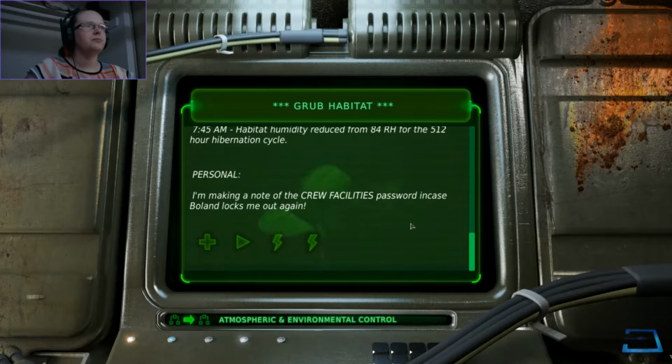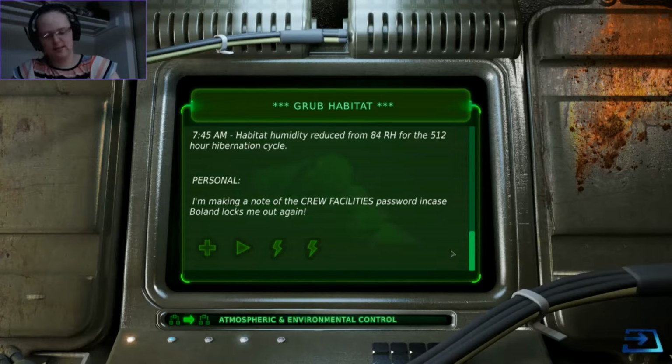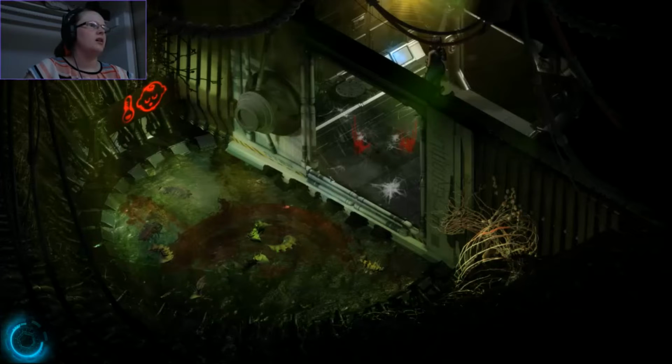Okay. Personnel. I'm making a note of the crew facilities password. Okay, crew facilities password. Crew facilities. There's a plus sign, and a triangle. And 2 of those. Okay. Great.